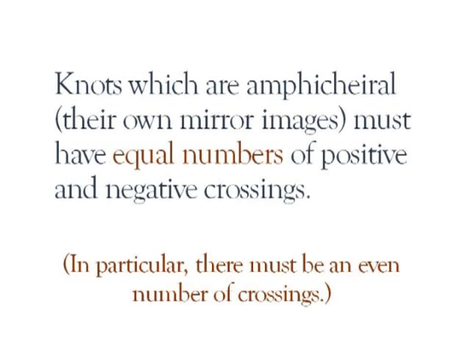And this is a conjecture he came up with. If you have equal numbers of positive crossings and negative crossings, then you will have an amphichiral knot, that means its own mirror image. This idea that if you looked at the knot in the mirror, all the positive crossings would become negative and all the negatives would become positive. So they have to balance each other out for you to have this kind of symmetry.